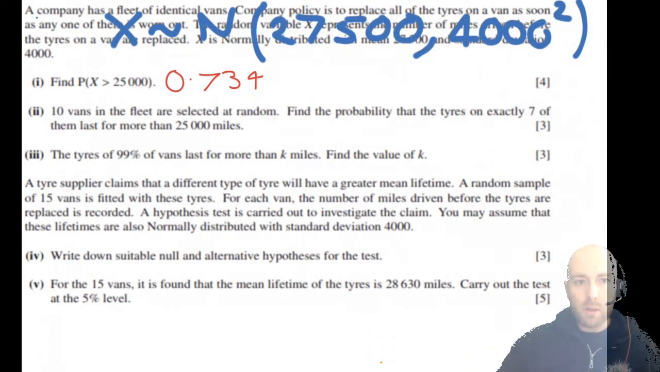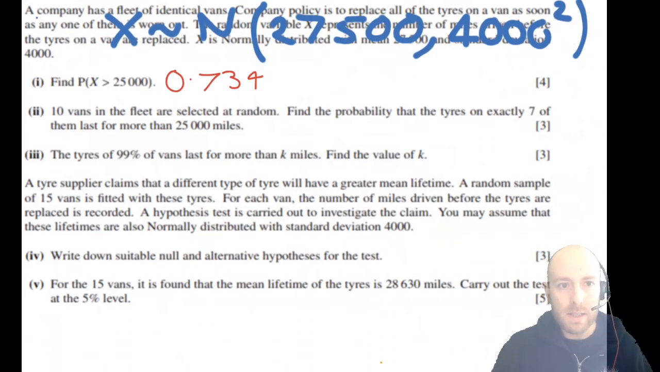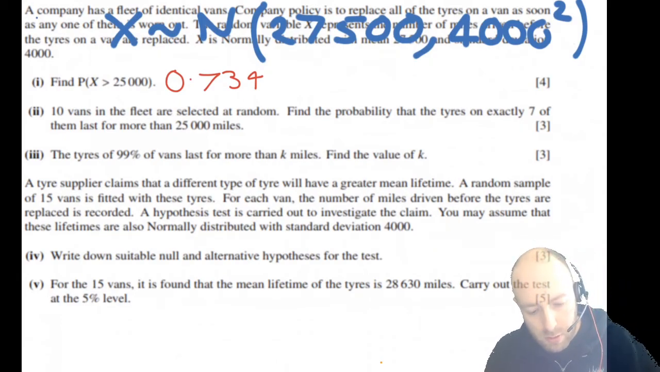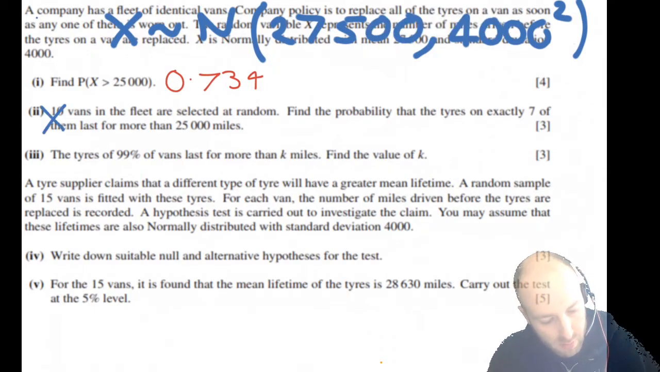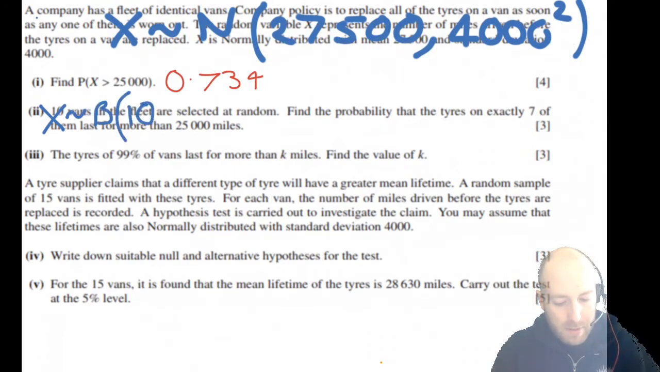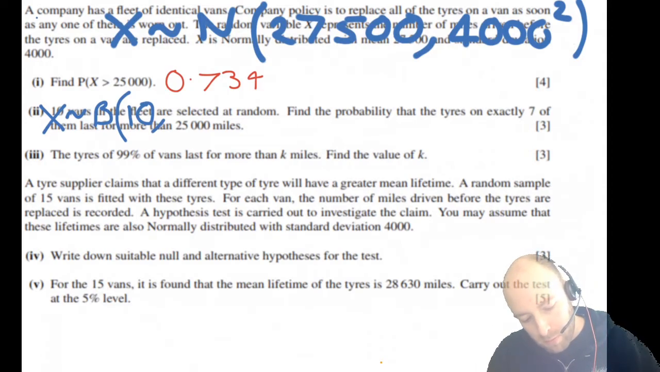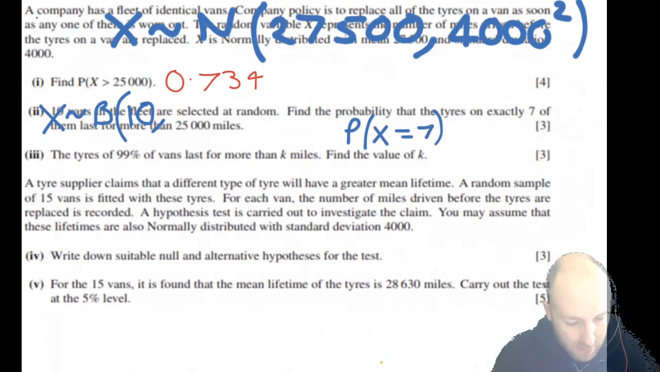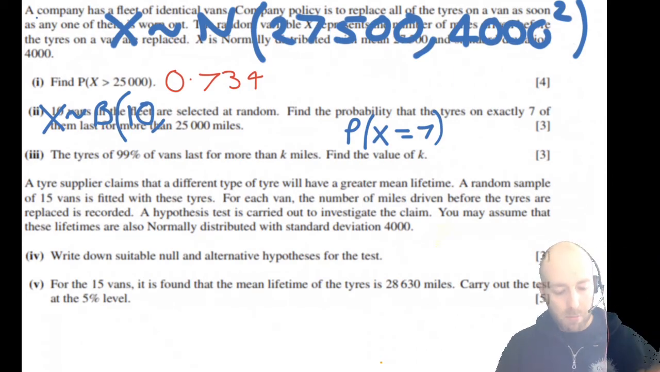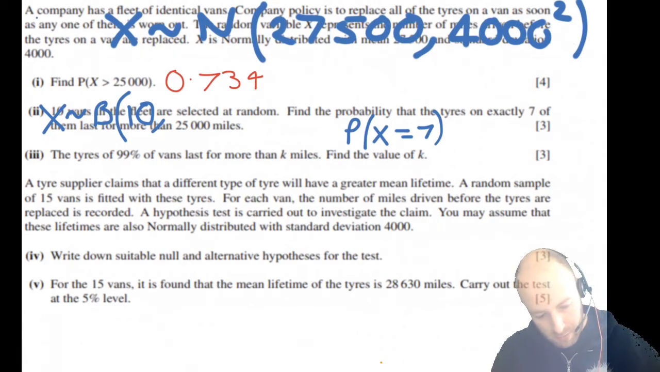Right, part B then. Now we're looking at binomial. 10 vans in the fleet are selected at random, so we've got a binomial distribution now. N is 10, we're selecting 10, and we want the probability that tires on 7 of them. So we're looking for probability x equals 7, which we haven't done in a while. The probability we need is the probability that the tires last longer than 25,000 miles. If you look up, that's what we just did in part A. So we know the probability is going to be 0.734.